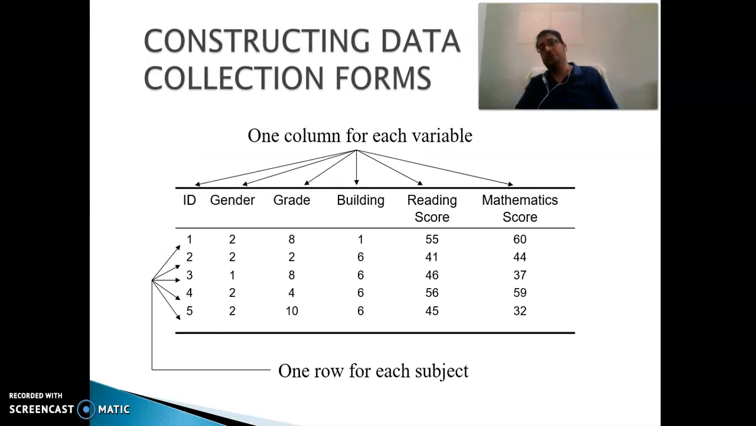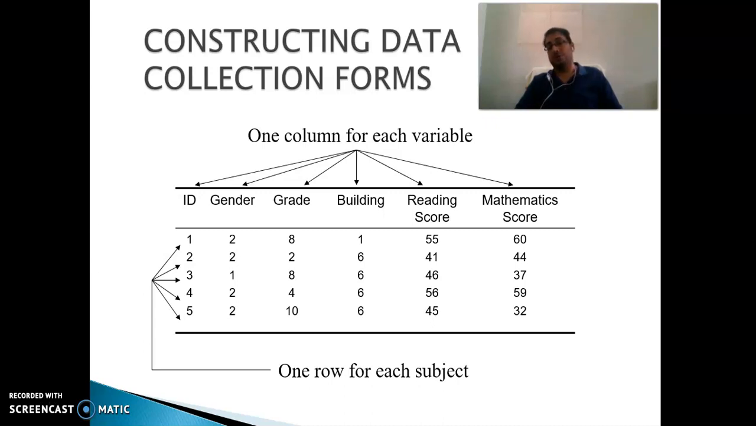Then you need to construct data collection forms, as I mentioned earlier. So for example, if you use SPSS, let's say ID, gender, grade point, building score, reading score, mathematics score are your variables. And you have 200 respondents, so you can put under ID 1 to 200. Then gender, as we mentioned earlier, consists of male and female, so you can put for female 2 and for male 1.